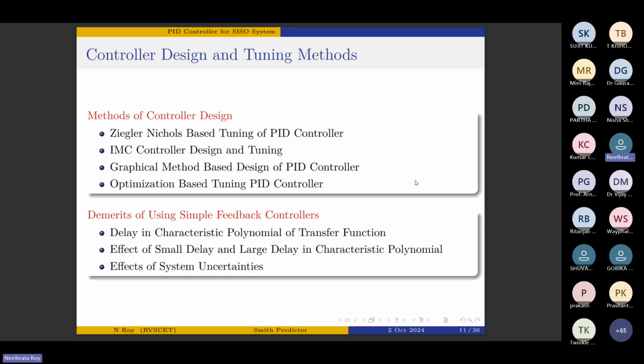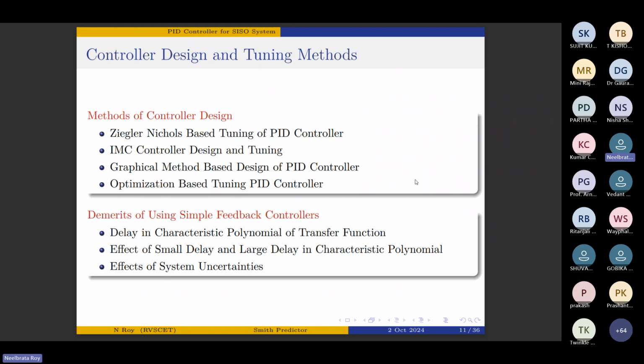In Ziegler-Nichols based tuning of PID, there are two methods to find the controller parameters. The first is the process reaction curve method for an unknown plant. The second method is the direct substitution method. In this, we find the critical time period and the critical gain of the plant using Routh-Hurwitz criteria. Using this, we can find the controller parameters.